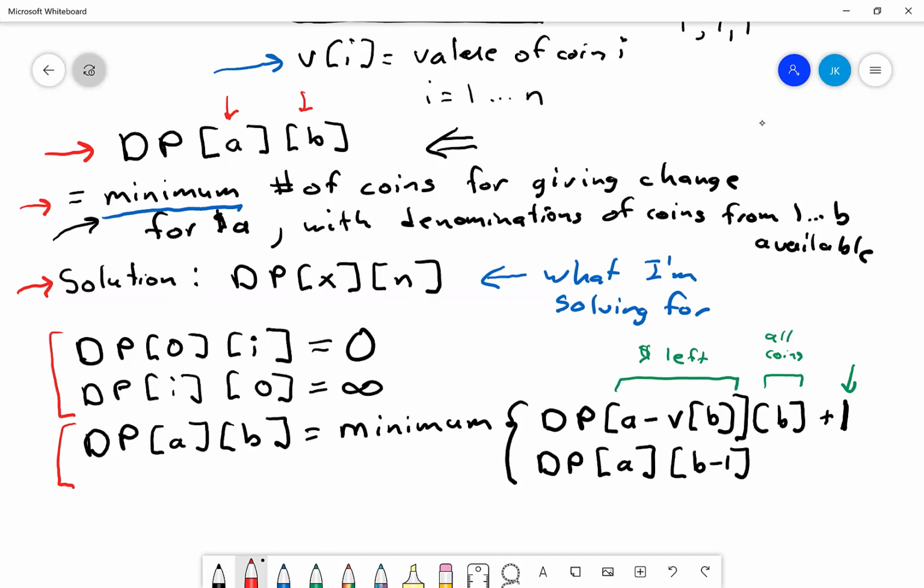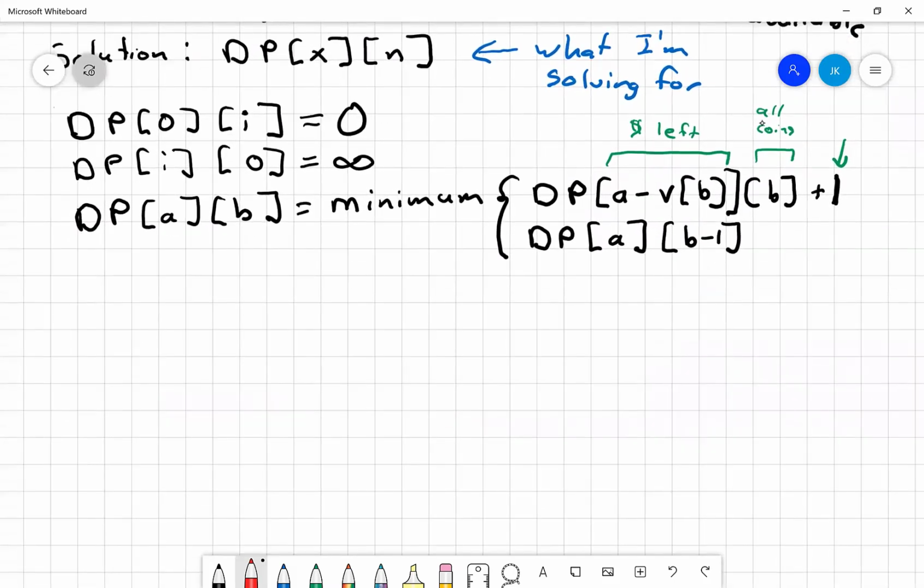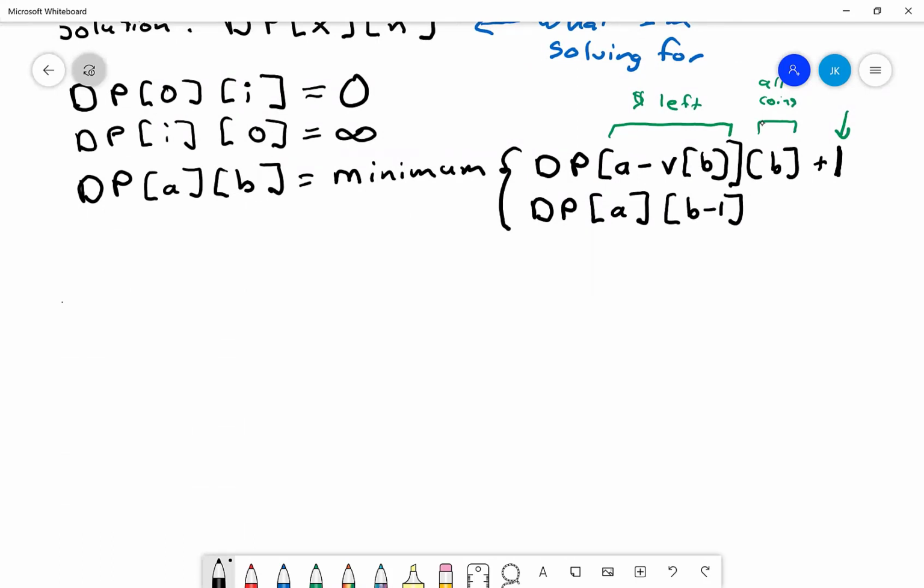Okay, so given that we've defined all of this, we can illustrate exactly what it would take to go through and solve this. I'll illustrate this with a very simple example. I'll use the example of 6 that we had before. That was the example where we wanted x equals 6, and v had the values 1, 3, and 4 available to us.